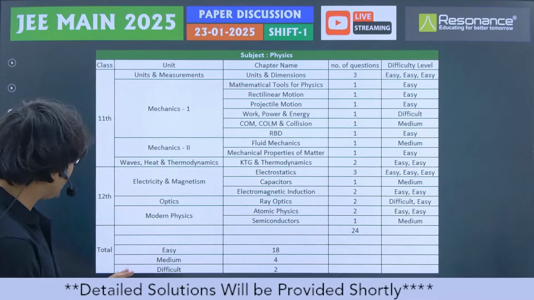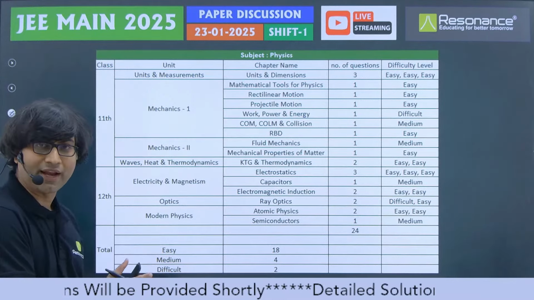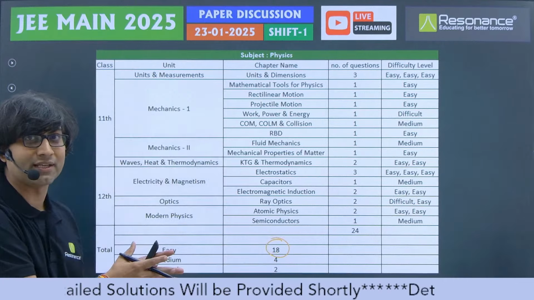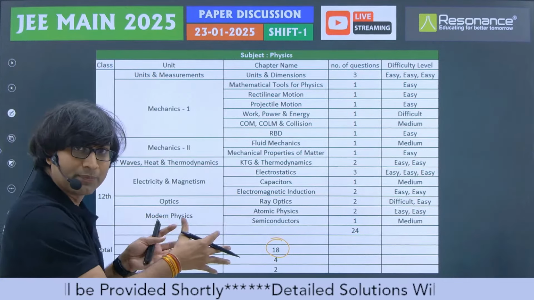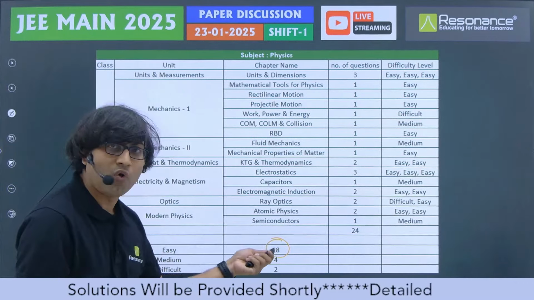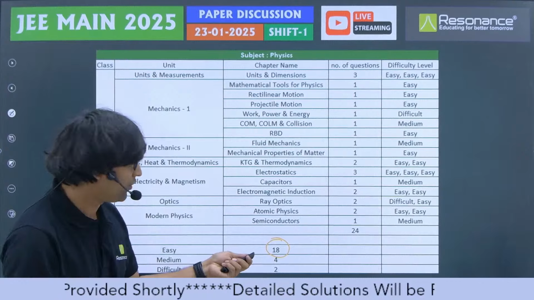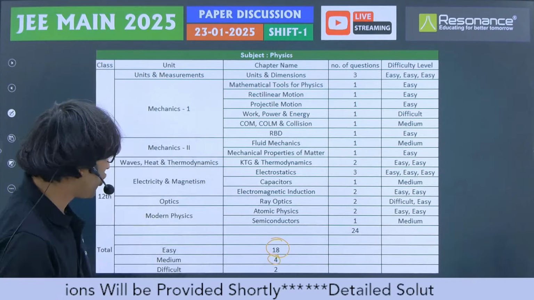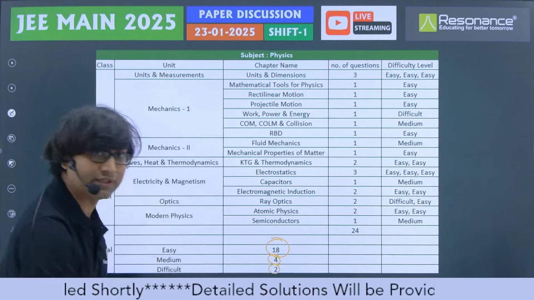If you look at how many easy questions you find in this shift, total 18 questions belong to the easy category. If you look at all the papers happened so far, the 3 papers so far, this paper was the easiest one, because the total number of easy questions was 18, the medium level problems were 4, and only 2 difficult problems were there.